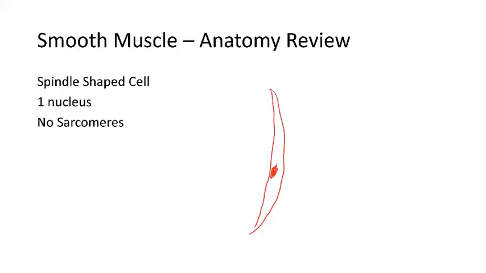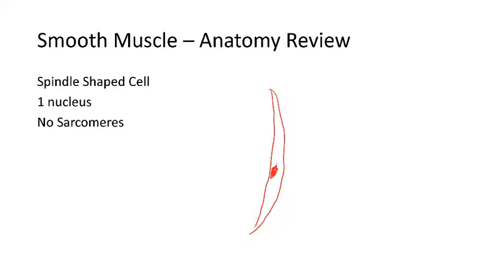This is the smooth muscle lecture. We're going to look at the differences between skeletal muscle and smooth muscle. So, anatomy review first. Remember that a smooth muscle cell is a spindle-shaped cell in that it is fat in the middle and narrows to a point on each end. There's only one nucleus and there are no sarcomeres.